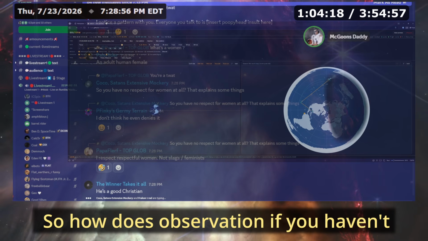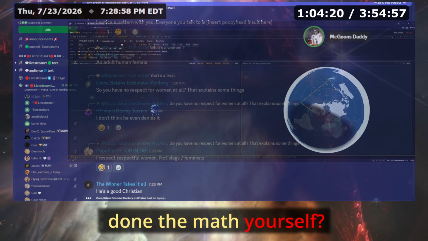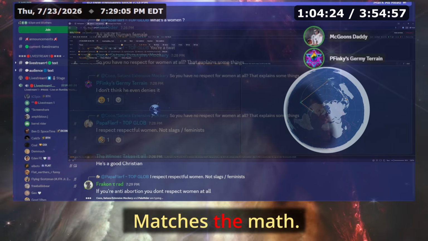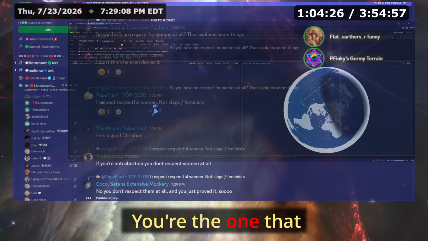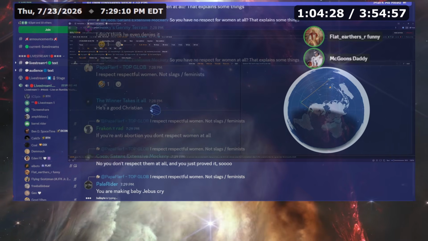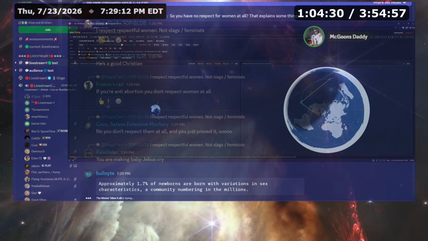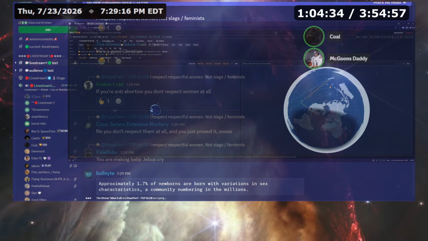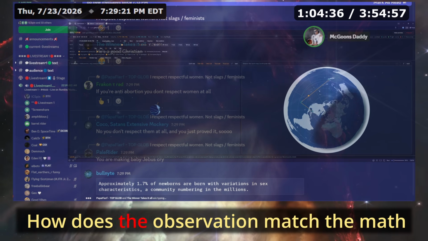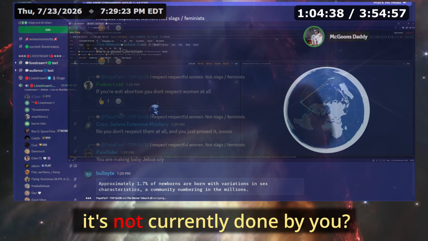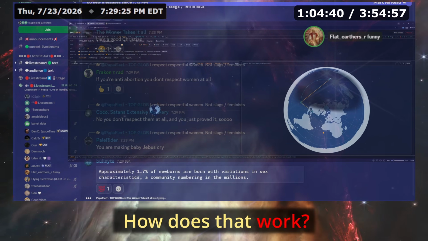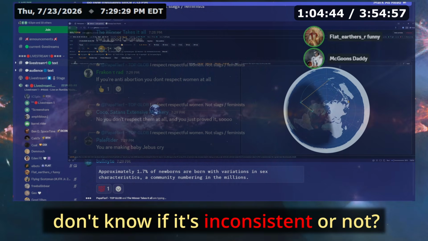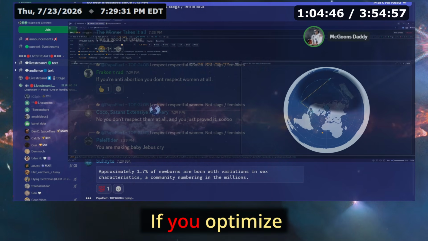Okay, so do the math. How does the observation match the math if you haven't done the math yourself? No, you're the one that claimed it's inconsistent. How can the observation match the math that's not currently done by you? How is it that you can say something is inconsistent when you don't know if it's inconsistent or not?